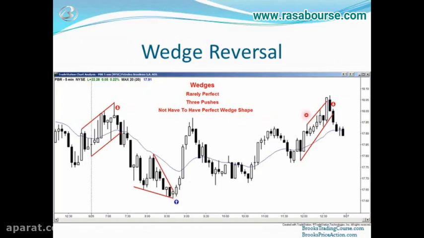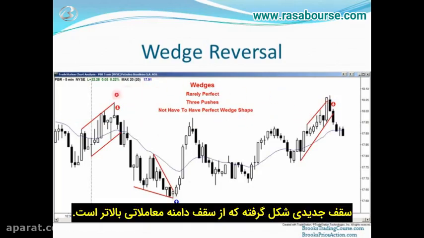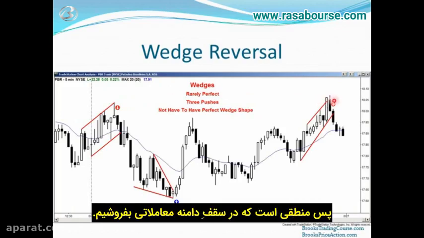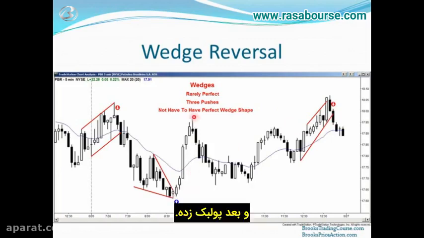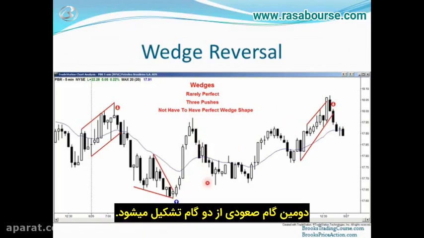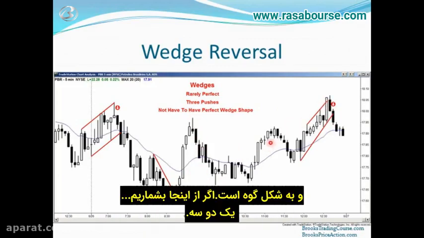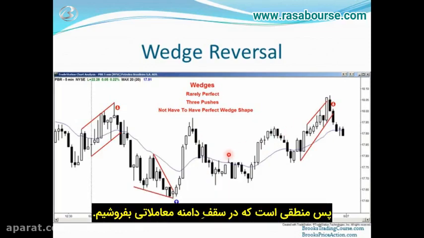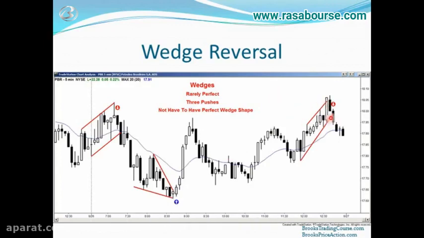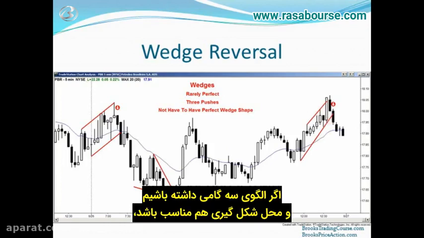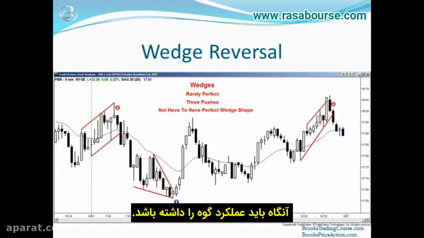3 pushes here, new high above the top of the range, and a bear reversal bar. So a reasonable short at the top of a trading range. It's a 2-legged move. We have a strong move up here, and then a pullback, and then a second leg up. Second leg up had 2 legs, and arguably even a wedge shape if you start here at 1, 2, 3. So reasonable short at the top of a trading range. Again, not really a wedge shape, doesn't matter. If it has 3 pushes and the context is right, it should function like a wedge.